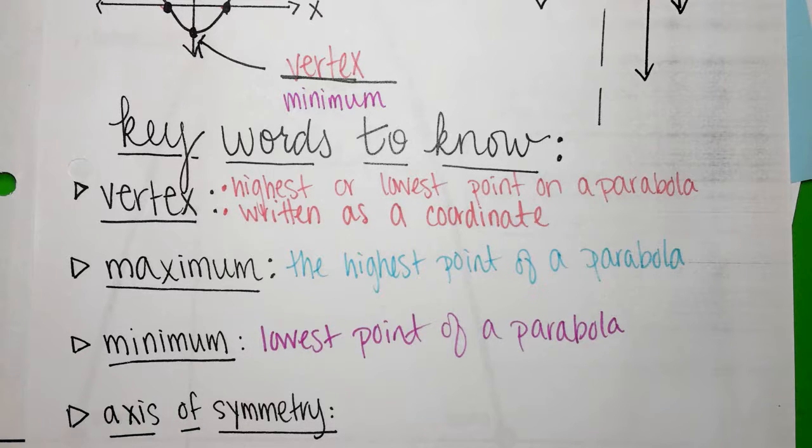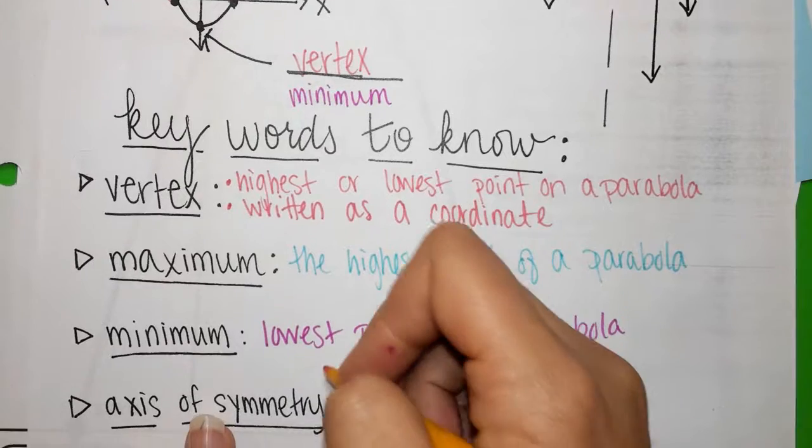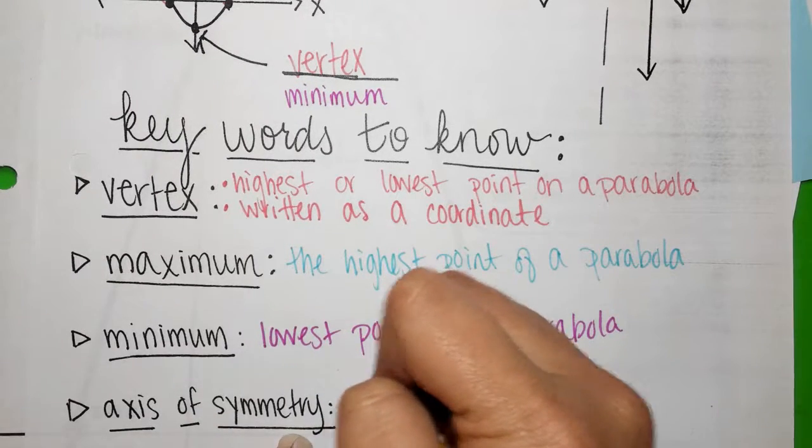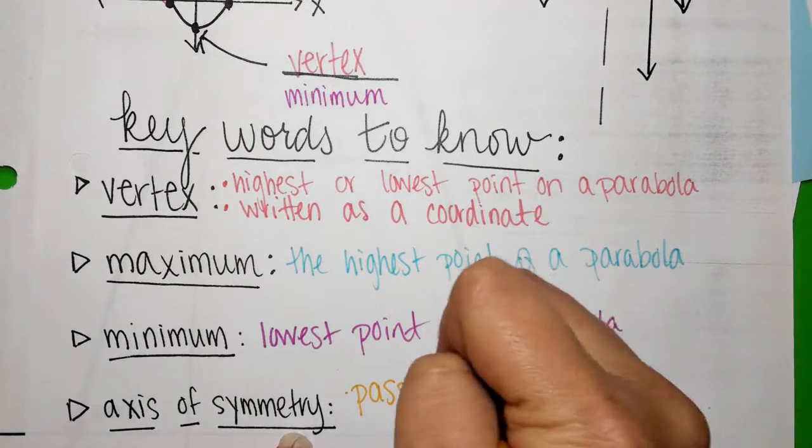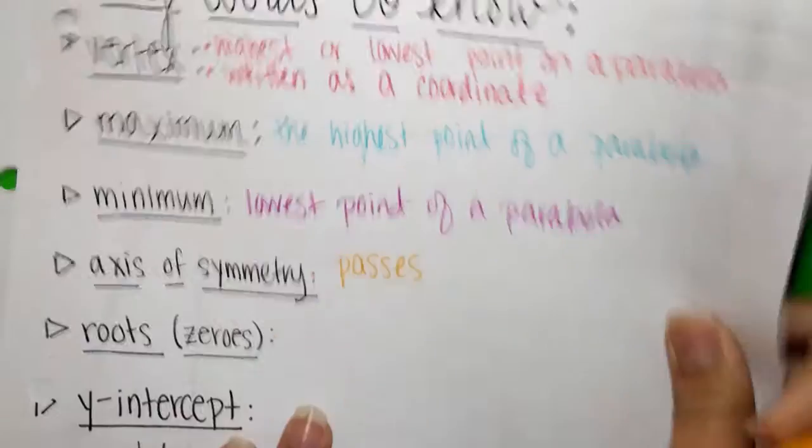Cheney, can you explain it in better words? It's like when you fold it and it matches this side. When you fold it in half and it matches, right? Very good. Awesome. Take a point. Does it always have to match? Yes. That's what symmetry is. So the axis of symmetry passes through the vertex, and it will always pass through the vertex.